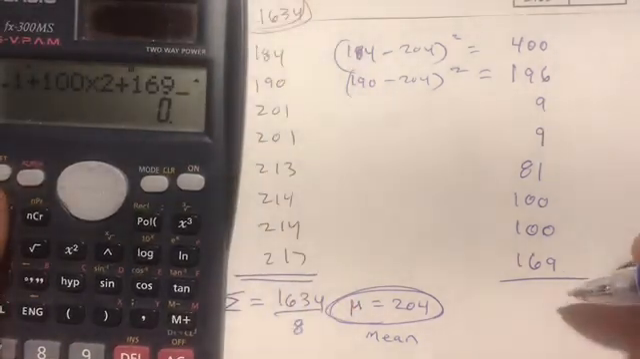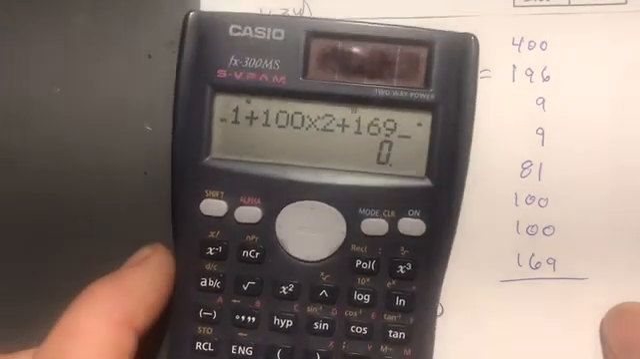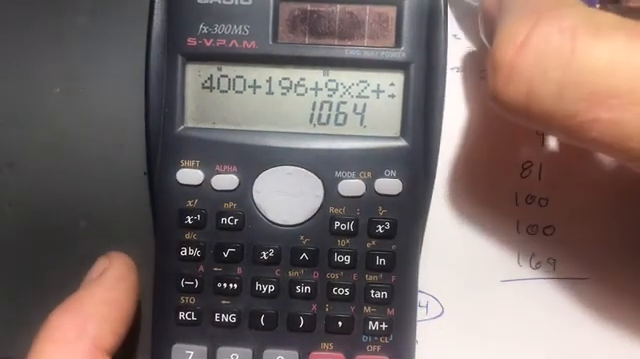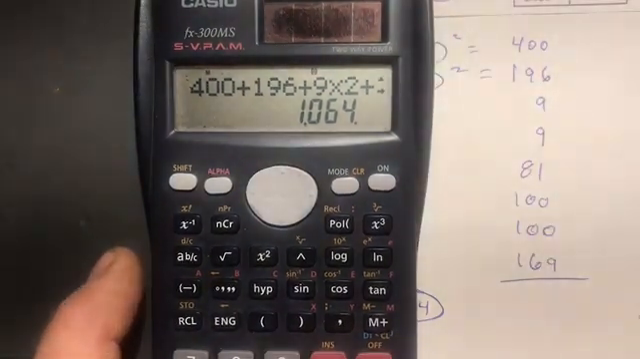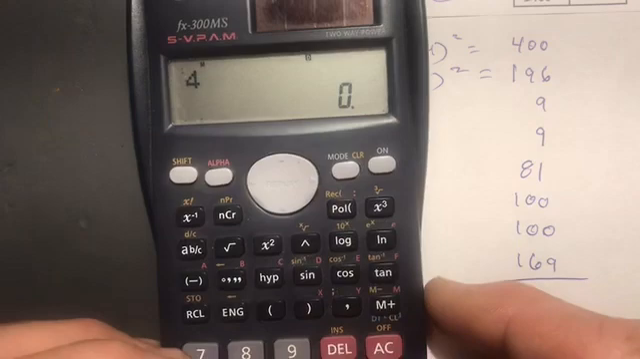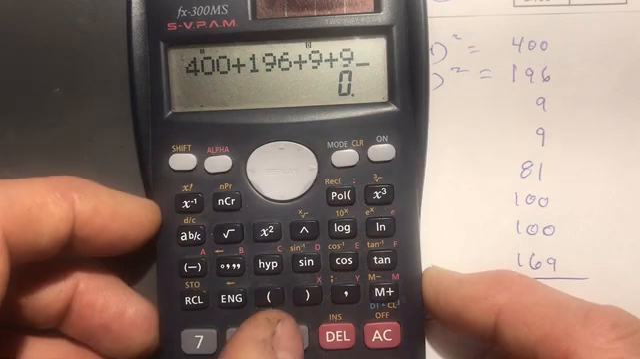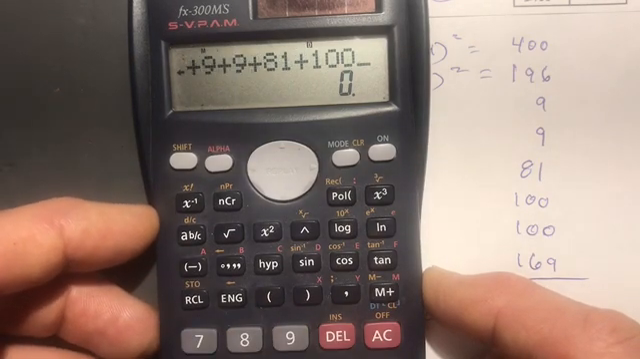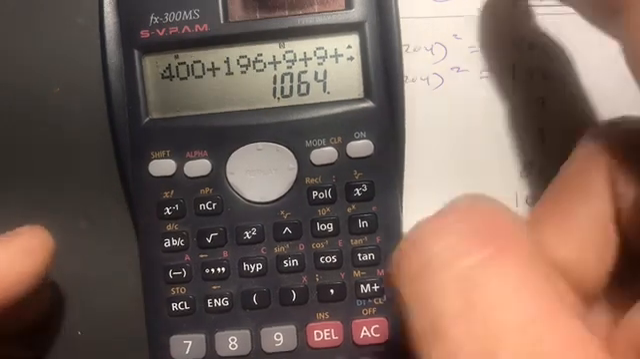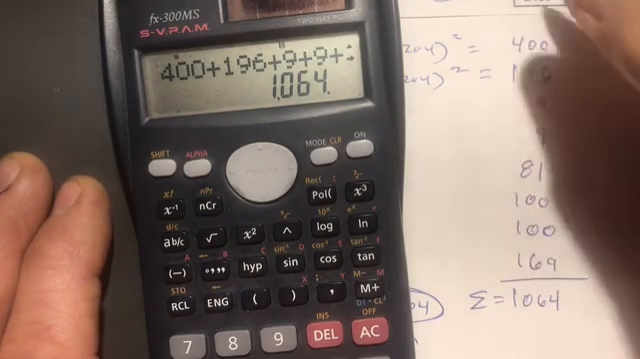All right, so here's all these numbers. Once I find those, I add them up. I did this the first time. I got 1,064. I'm going to write it up here, and I'm going to do it again. I paused the video and did this real quick. So I'm going to do 400 plus 196 plus 9 plus 9 plus 81 plus 100 times 2 plus 169. And I got 1,064 again, so I think I'm good. Okay, so that's my sum of this column.